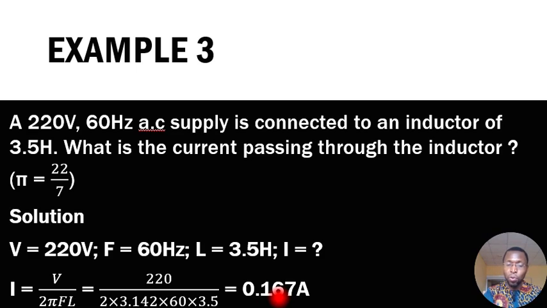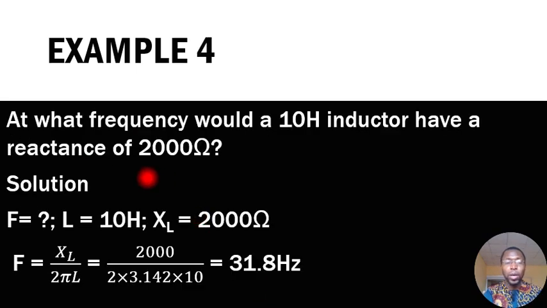Okay, so let's go on to another example. It says, at what frequency would a 10 Henry inductor have a reactance of 2000 ohms? So at what frequency will this inductor have a reactance of this value? So we're looking for frequency now. We're given the inductance to be 10 Henry, and we're given the inductive reactance to be 2000 ohms.